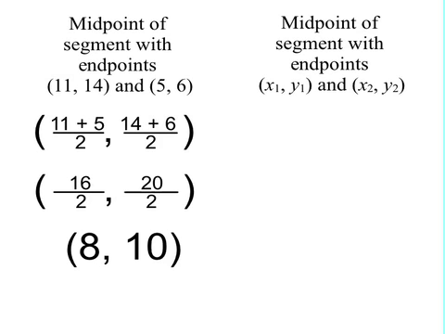Now let's look at how that would play out if we didn't actually know the coordinates. We just had them labeled x sub 1 and y sub 1 as one ordered pair, and x sub 2 and y sub 2 as the other ordered pair. Well, our formula would look like this. We would add the two x-coordinates and divide by 2, and add the two y-coordinates and divide by 2. And since we don't know what the coordinates are, that's as far as we can go right now. And that's going to be called the midpoint formula.